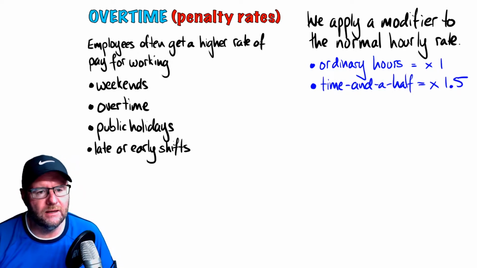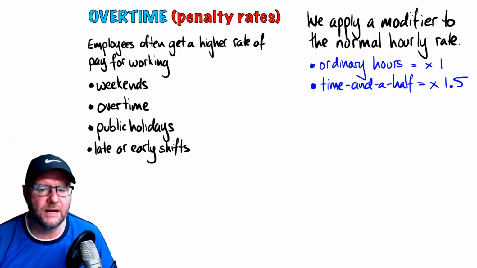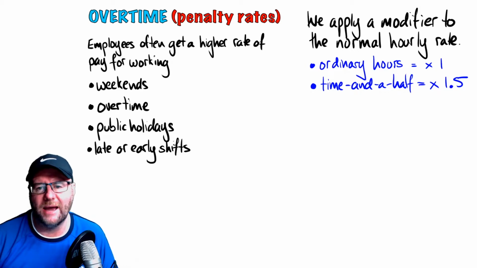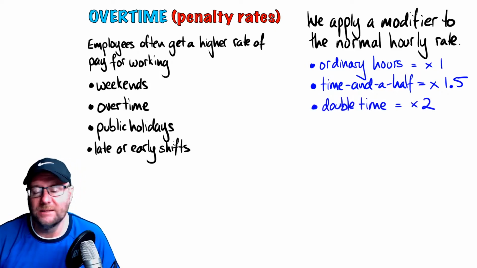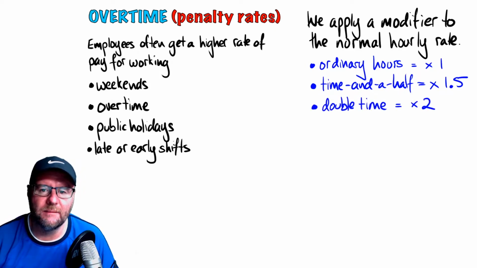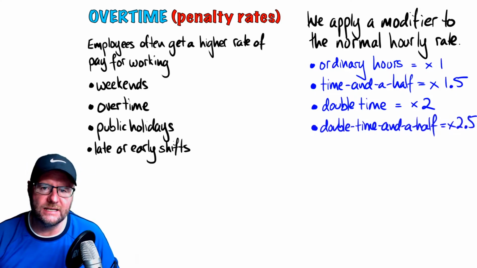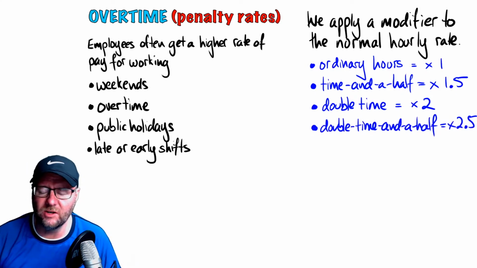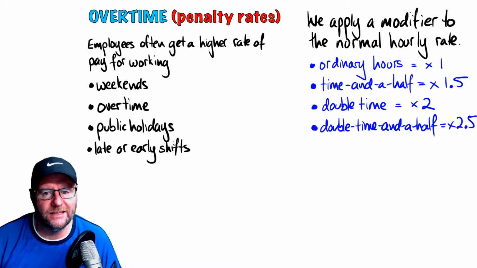But you might hear the term time and a half. Say, hey, look, I was working that at time and a half. We're going to modify the hourly rate by 1.5. Okay, so another half, again, time plus another half. You might hear double time is another penalty rate or an overtime rate, which is we modify it by 2. So we take the hourly rate, we multiply it by 2. And often on public holidays, you might get, depending on your award, double time and a half. So our modifier is 2.5.